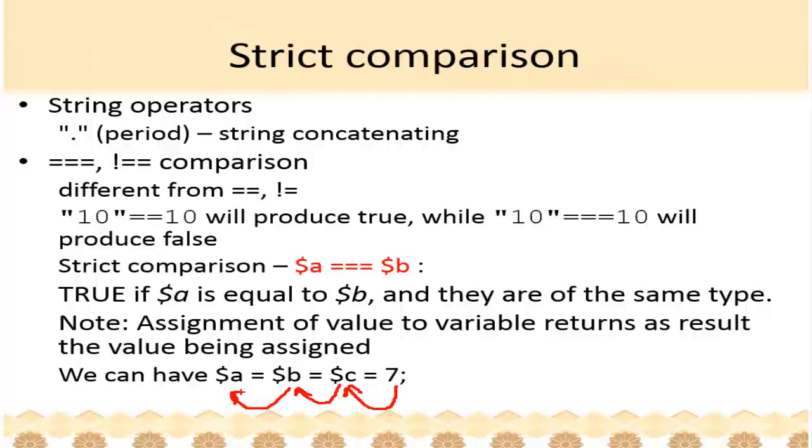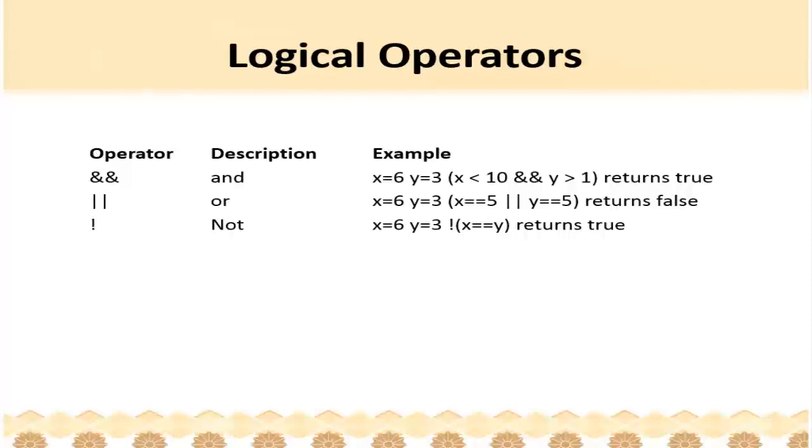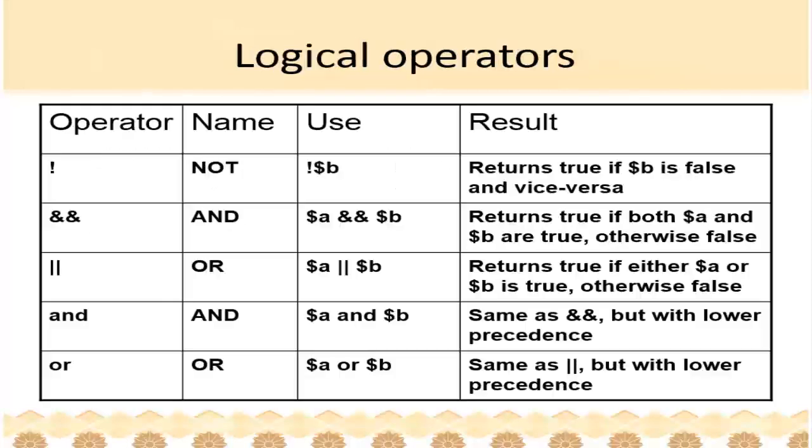So, first 7 is assigned to C, then the value of C comes to B, the value of B comes to A, and all of them will be initialized to 7. These are obvious ones, and the double ampersand, the double pipe symbol, or, and the exclamation mark, not. There are others which are usually used, and sometimes people use the lowercase words and and or, which mean the same thing. There is nothing different in both.